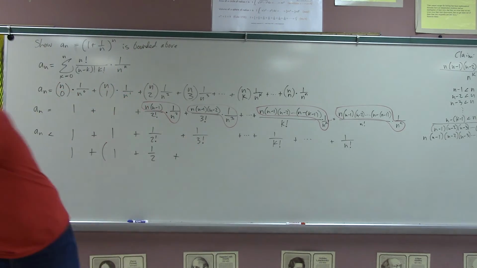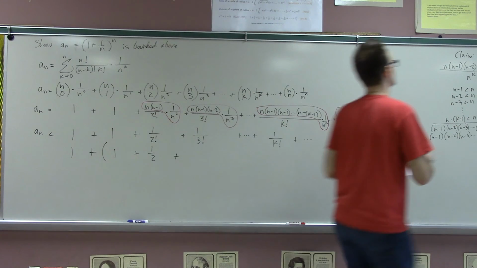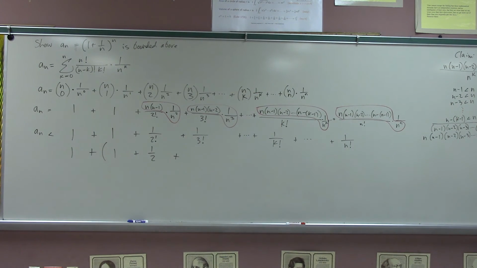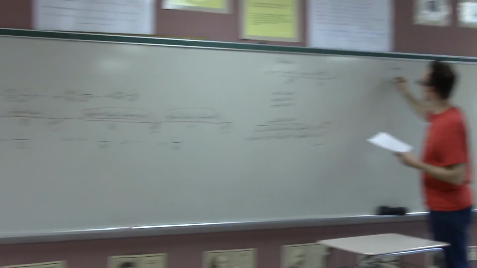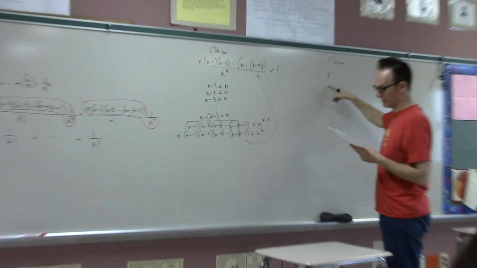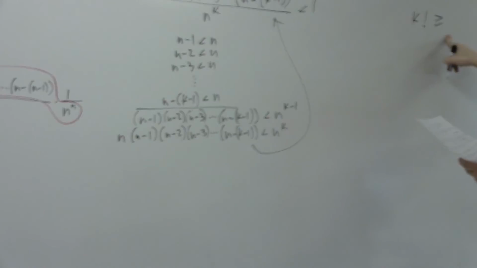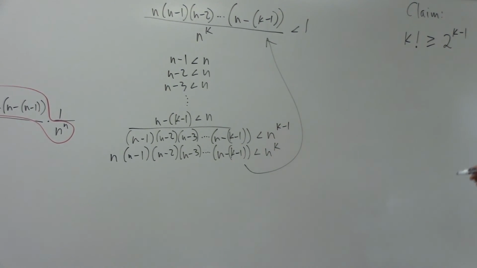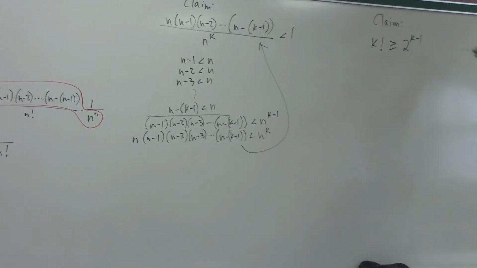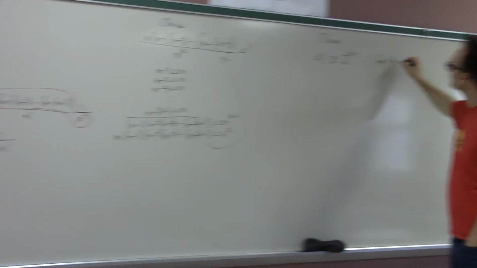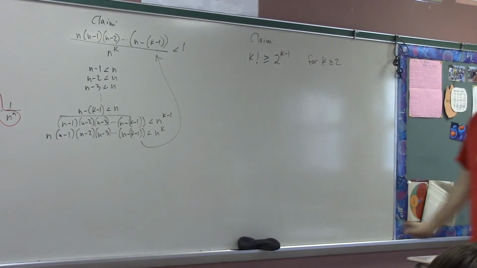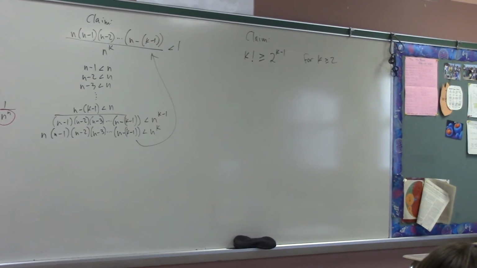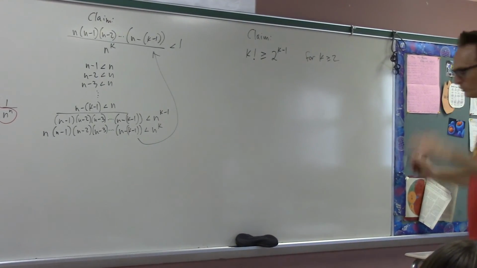So really the claim I'm making, second claim, is that k factorial is always greater than or equal to 2 to the k minus 1, for k greater than or equal to 2. And of course, that's kind of obviously true again. If you want to prove it, there's tons of ways.